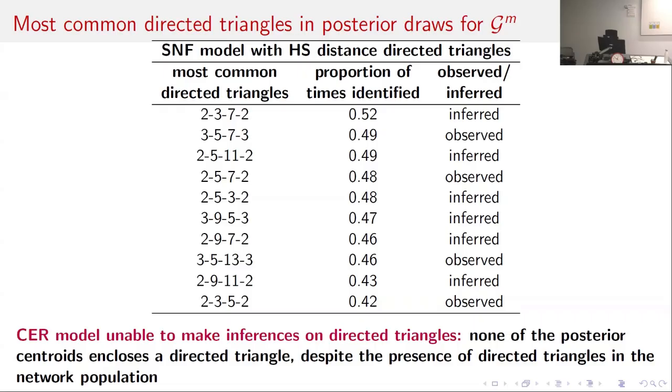As a baseline, we also consider the SER model, to see if the posterior draws for the centroid enclose any directed cycles or not. We would see that none of the posterior draws for the centroid enclose a directed cycle, even though there were directed cycles in the network population. So there is a benefit of using this distance metric compared to a baseline model that doesn't account for it.